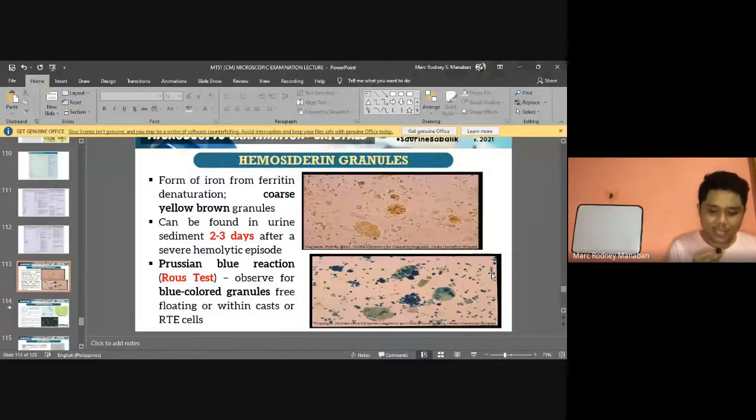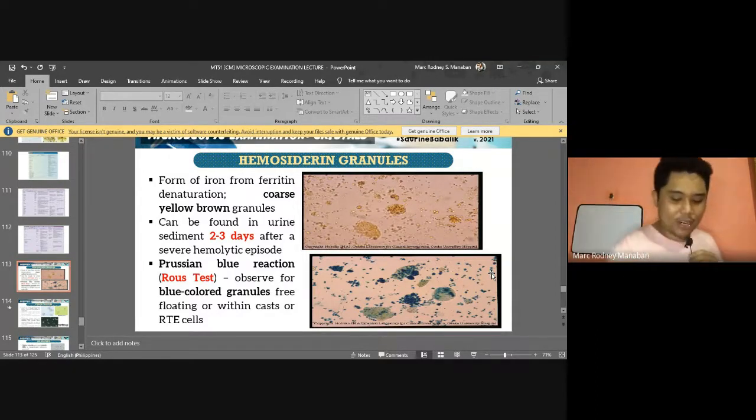And that is when the hemosiderin granules can be seen. Alright? Freely floating in your urine, or possibly attached to your RTEs or to casts. Alright? And again, take note how many days after a hemolytic episode the hemosiderin granules appear: 2 to 3 days. Take note of that. How many days? 2 to 3 days. And again, what is the test that we can perform? You have the Rous test or the Prussian blue reaction. Alright? So you look for blue granules floating or attached to casts or cells in your urine, and those are your hemosiderin granules. We discussed that in your blood chemical reagent strip. Okay?